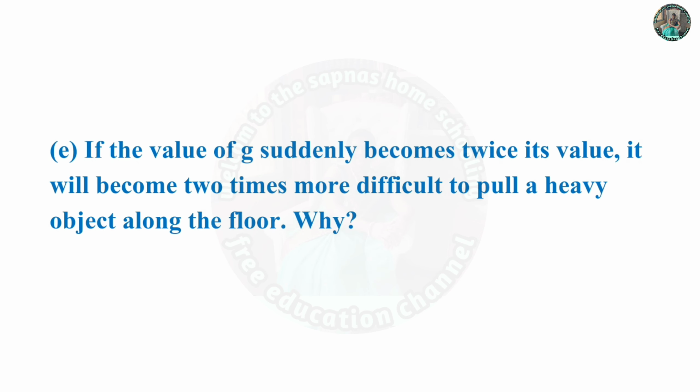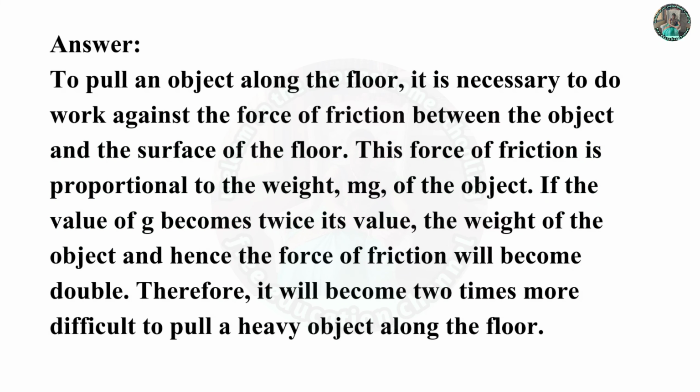E. If the value of g suddenly becomes twice its value, it will become 2 times more difficult to pull a heavy object along the floor. And why? Answer. To pull an object along the floor, it is necessary to do work against the force of friction between the object and the surface of the floor. This force of friction is proportional to the weight mg of the object. If the value of g becomes twice its value, the weight of the object and hence the force of friction will become double. Therefore, it will become 2 times more difficult to pull a heavy object along the floor.